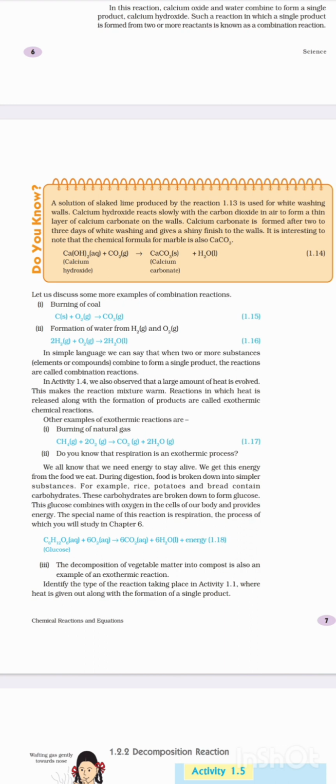Okay. Other examples of exothermic reactions are like burning of natural gases. When methane, that is CH4, is burned in the presence of oxygen, it forms carbon dioxide and water. So heat is required to burn it. It is not possible that methane kept in air will by itself form carbon dioxide and water. It requires some energy, that is heat, in order for the reaction to take place.